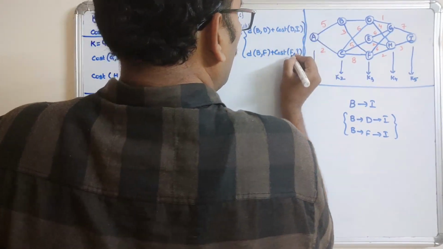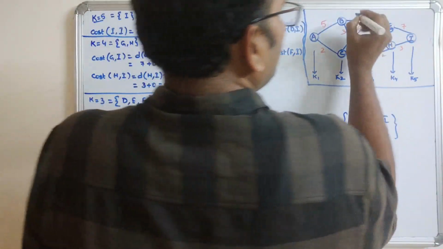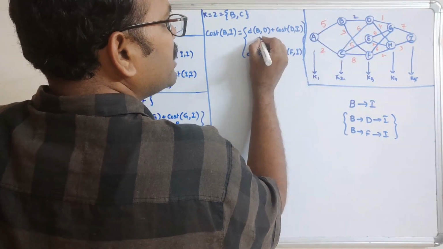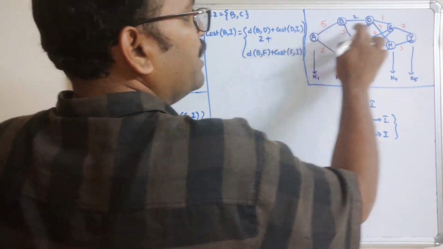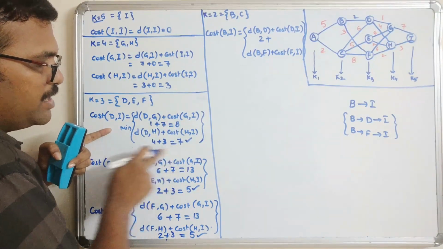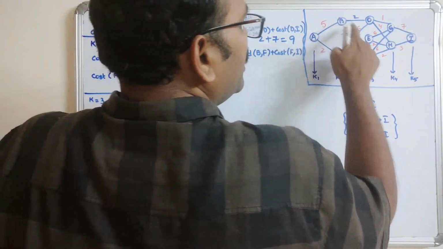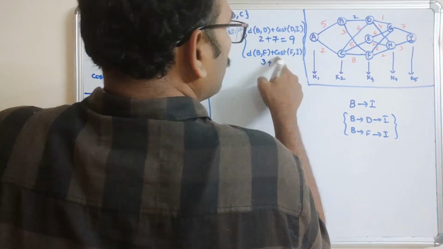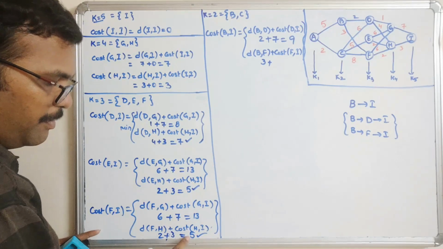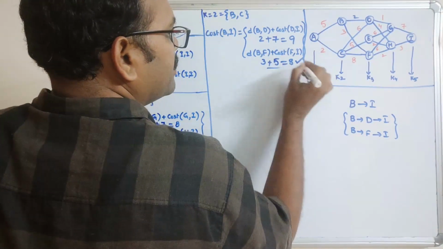What is the distance from B to D? I think it is 2. Let us assume it as 2. So B to D, 2, plus cost of D to I. What is the cost of D to I? Already we have computed: we got 8 and 7, and we need to consider the minimum, so 7 is the final value. So it is 9. D of B to F, B to F is 3, plus cost of F to I. Here F to I, 13 and 5, among these two we select the minimum, so it is 5. So which is 8. We need to consider the minimum value 8.